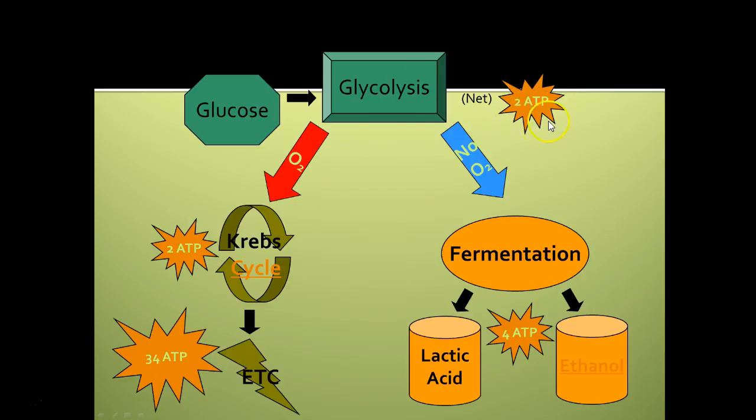So look here, we get 2 from glycolysis plus the 2 from the Krebs plus 34 from the electron transport chain. That's where we get those 38. However, after glycolysis, the pyruvates, if there's not enough oxygen, then they can go into fermentation or anaerobic respiration, and that's either going to be lactic acid fermentation or ethyl alcohol or alcoholic fermentation. Either way, that produces about 4 ATP, so you get about 6 total ATP through anaerobic respiration.